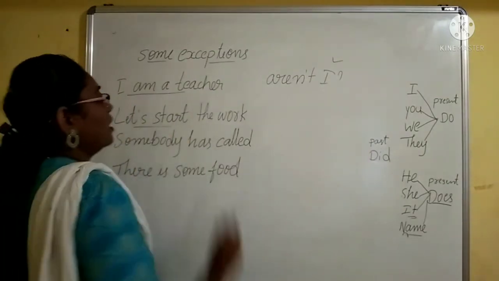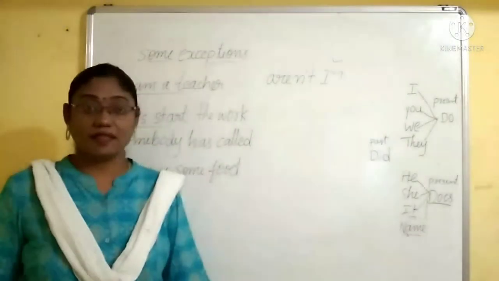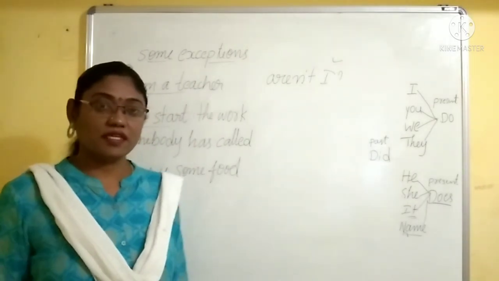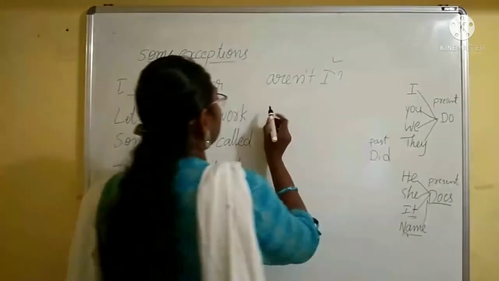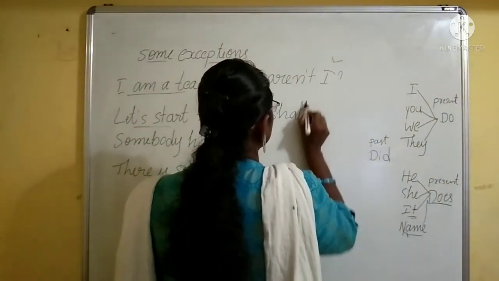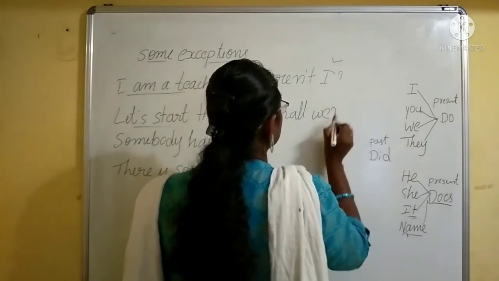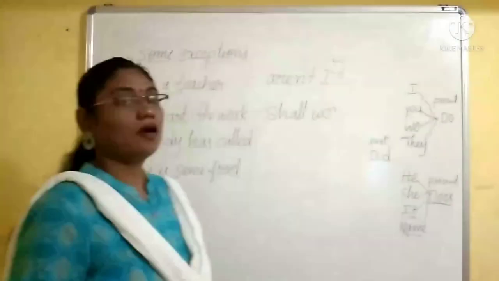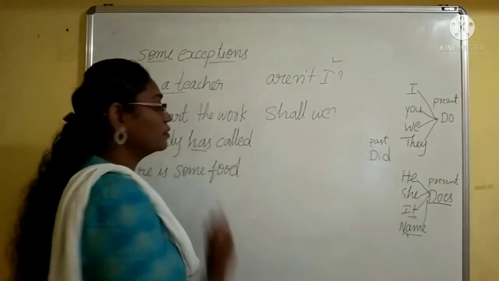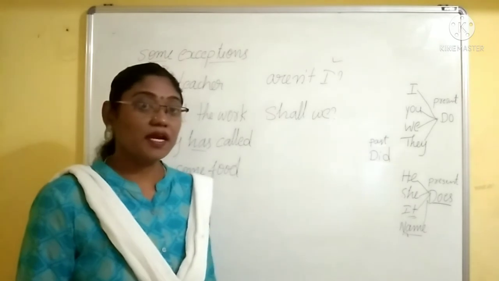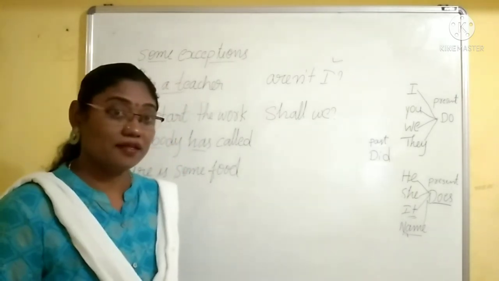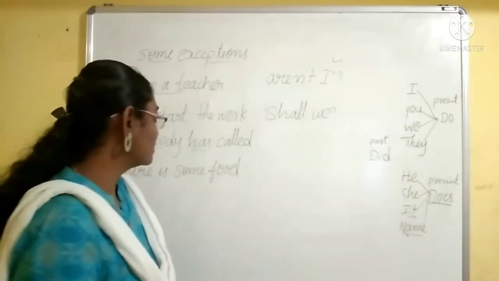Next, let's start the work. Here we can't apply the basic rules again. Shall we? Somebody has called. Somebody, because the helping verb is has. Can we write has they? Has somebody? No, that is wrong usage.